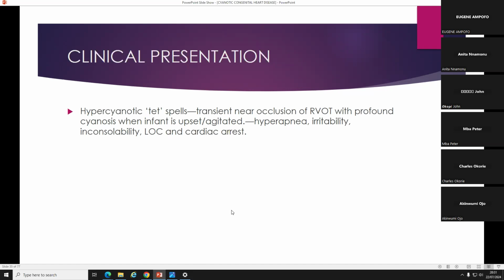This is significant in management. So for example, when you want to palliate an infant for surgery, an infant who is, for example, premature and not fit for surgery, the surgeons don't want to operate because of high risk. These are some of the features that we consider as high risk when referring these patients for surgery. If they have frequent hypercyanotic spells, or refractory hypercyanotic TET spells, it is an indication for surgery or palliation with shunts.